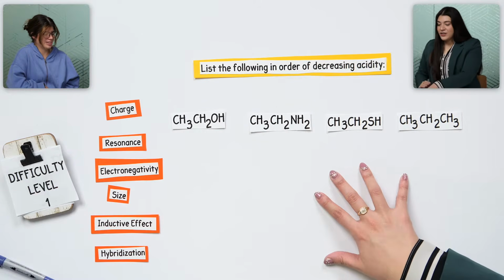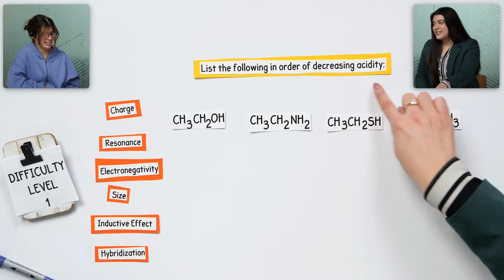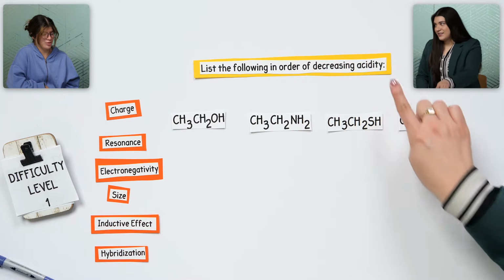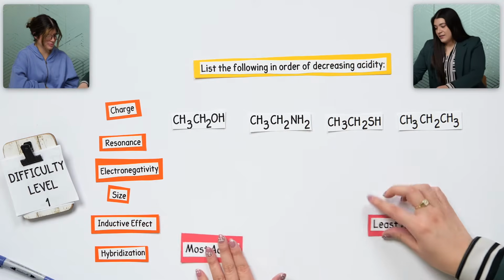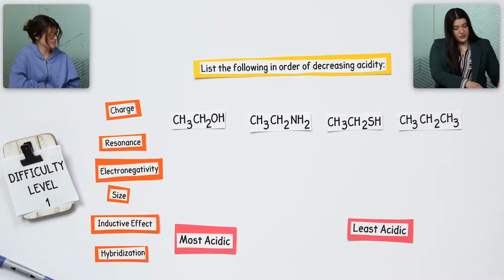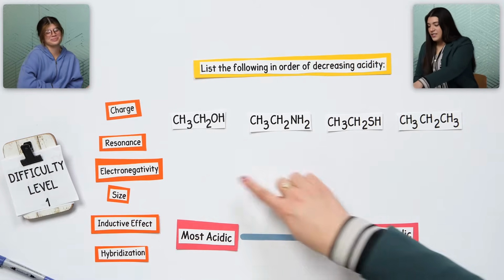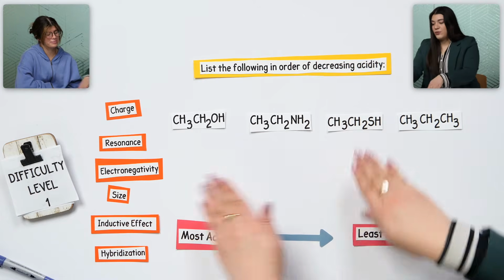So let's just start off here. What does decreasing acidity mean? From most acidic to least acidic. Great. So that's what we're ranking it. We're pretty much just trying to see which one is going to be the most acidic out of these. Okay, and we'll rearrange it accordingly.